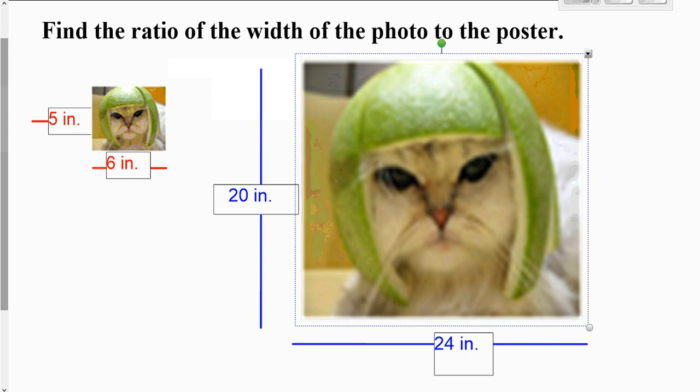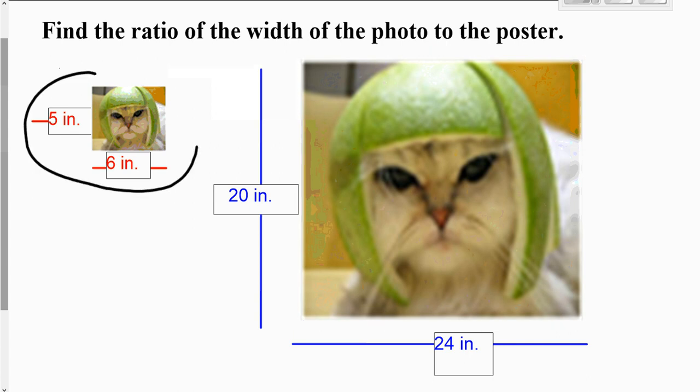So for instance, if we have a photo that's a 5 by 6 inch photo and we want to blow it up because it's our favorite cat in an orange photo and put it on our wall and make it a poster, we can go ahead and figure out, well, if we want this to be 20 inches tall and 24 inches wide, okay, the ratio of the width of the poster to the photo. So what we want to do is, the width is down here, that's 24, and then the width of our photo is 6.